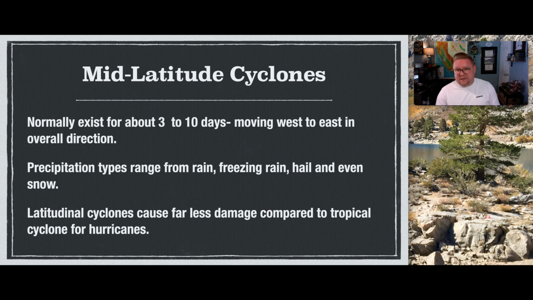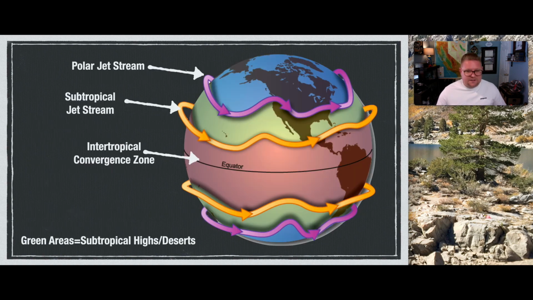And then mid-latitude cyclones cause much less destruction and damage compared to tropical cyclones. And again, that's just due to their vorticity, their speed, the fuel, the energy which is causing these to develop and to move. Now, going back to another map, I just thought this was really nice.